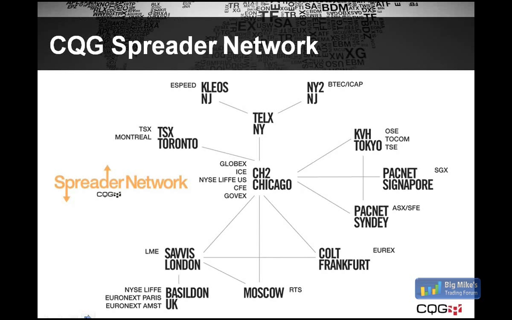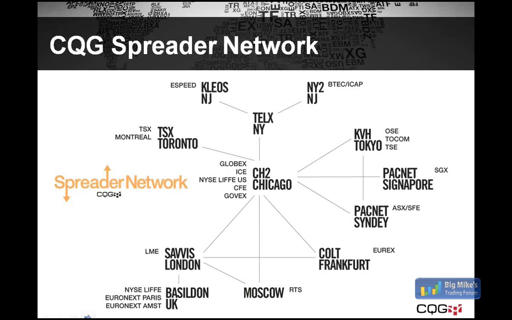PACnet in Singapore, we've got the SGX. Down in Sydney, ASX and SFE exchanges. Moving up to Eurex, which is in Frankfurt. In Moscow, the RTS exchange. In the UK, we've got the LIFFE exchange, Euronext exchanges, including Paris and Amsterdam. And then in London, we have the LME.